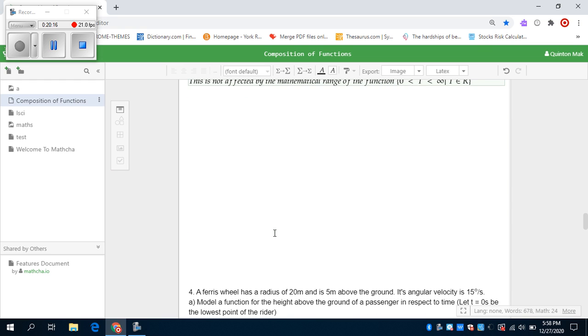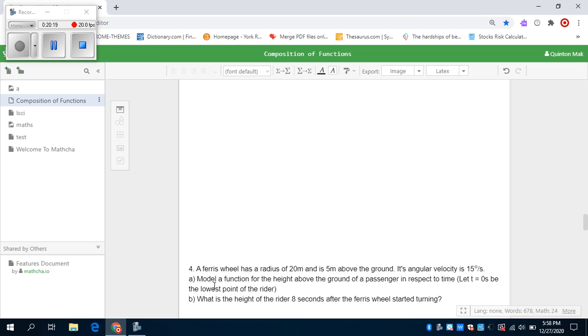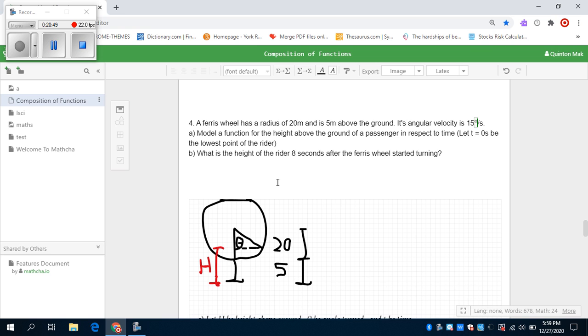Alright, question 4. A Ferris wheel has a radius of 20 meters and is 5 meters above the ground. Its angular velocity is 15 degrees per second. Model a function for the height above the ground of a passenger with respect to time. Let t equals 0 be the lowest point of the rider. What is the height of the rider 8 seconds after the Ferris wheel started turning? And here's a diagram of the situation.